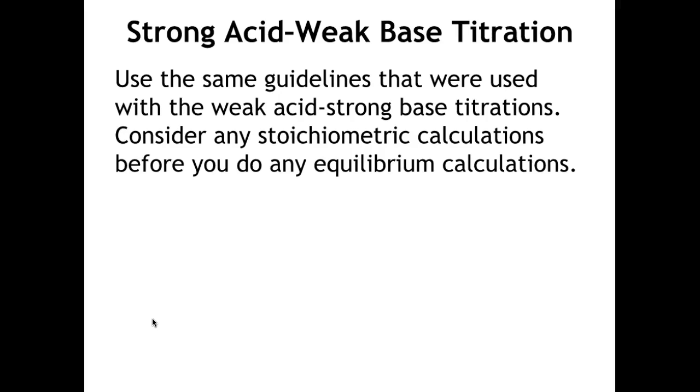We're going to need to do a BCA table for our stoichiometry to figure out, in this case, how much weak base is left after we add strong acid. And then once we're done with that, we're going to have to plug it into an ICE table to figure out the concentration of OH that's going to be left behind.